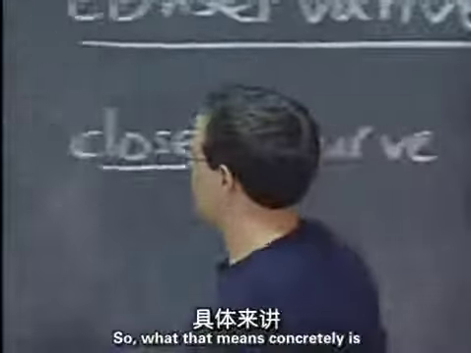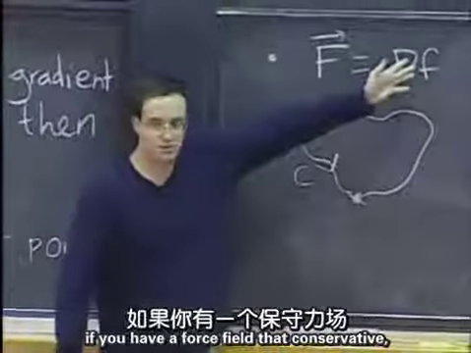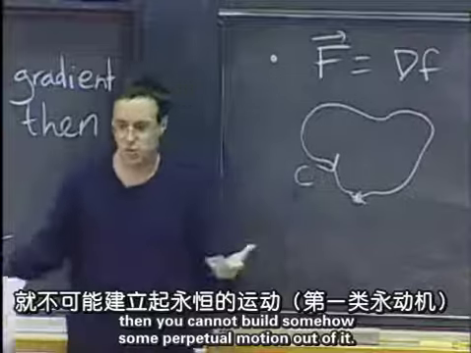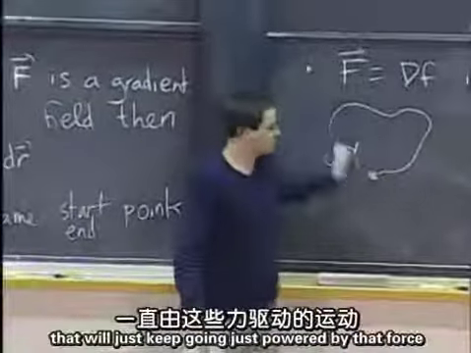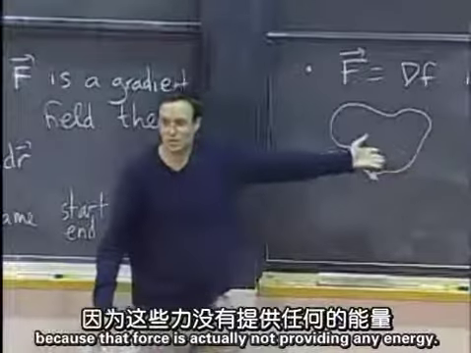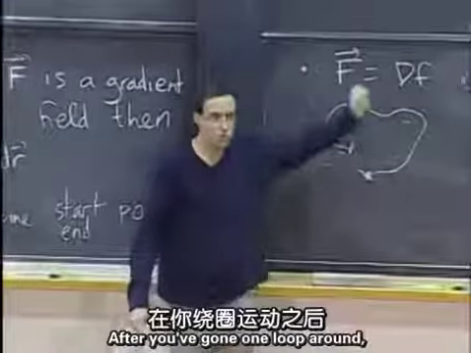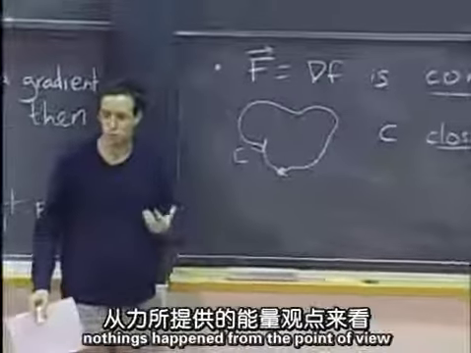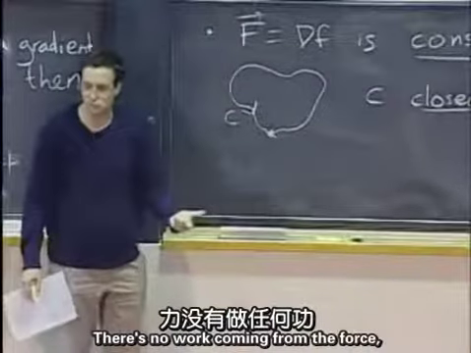So what that means concretely is, if you have a force field that's conservative, then you cannot build some perpetual motion out of it. You can't build something that will just keep going, powered by that force, because that force is actually not providing any energy. After you've gone one loop around, nothing's happened from the point of view of the energy provided by that force. There's no work coming from the force.